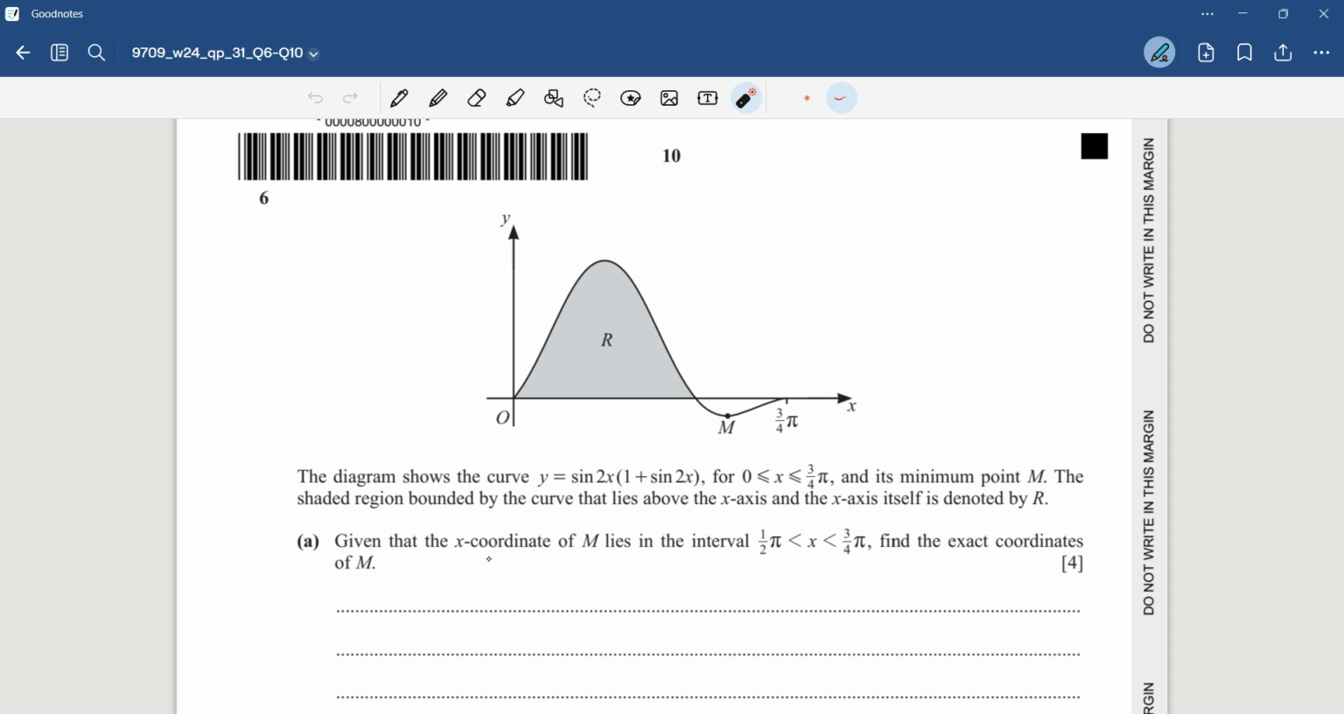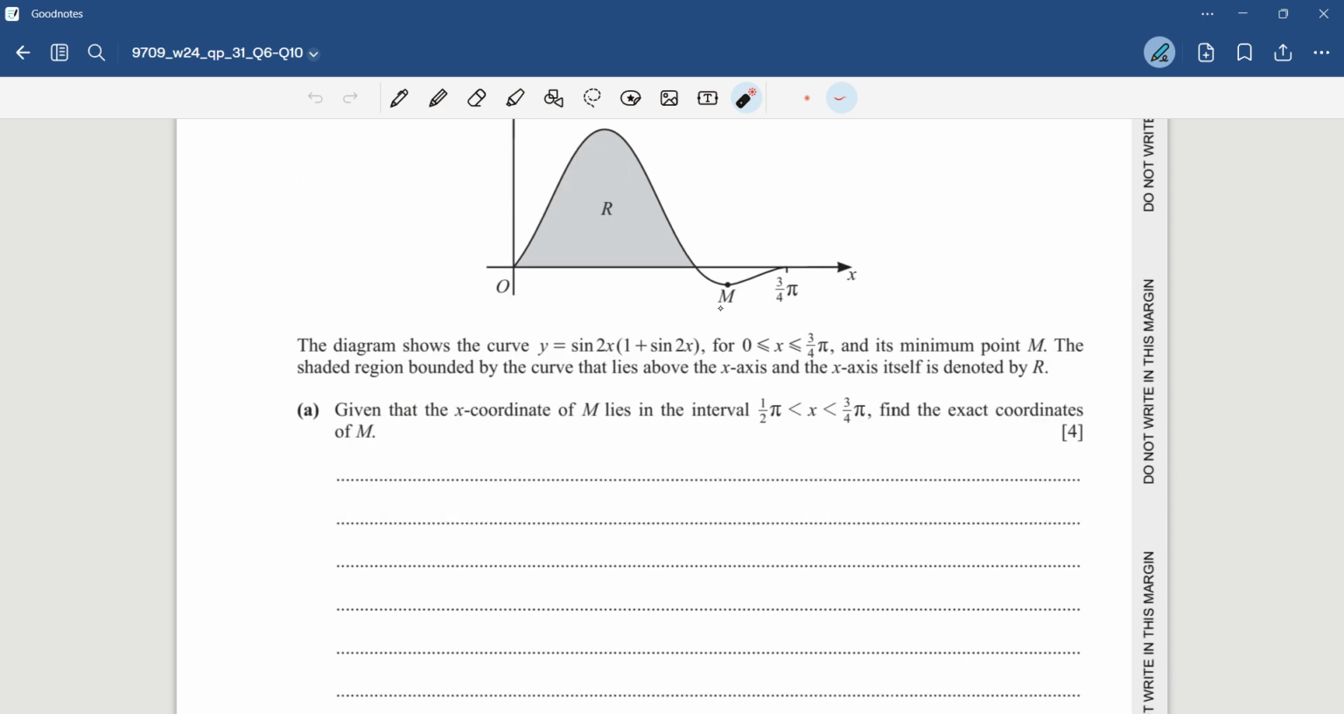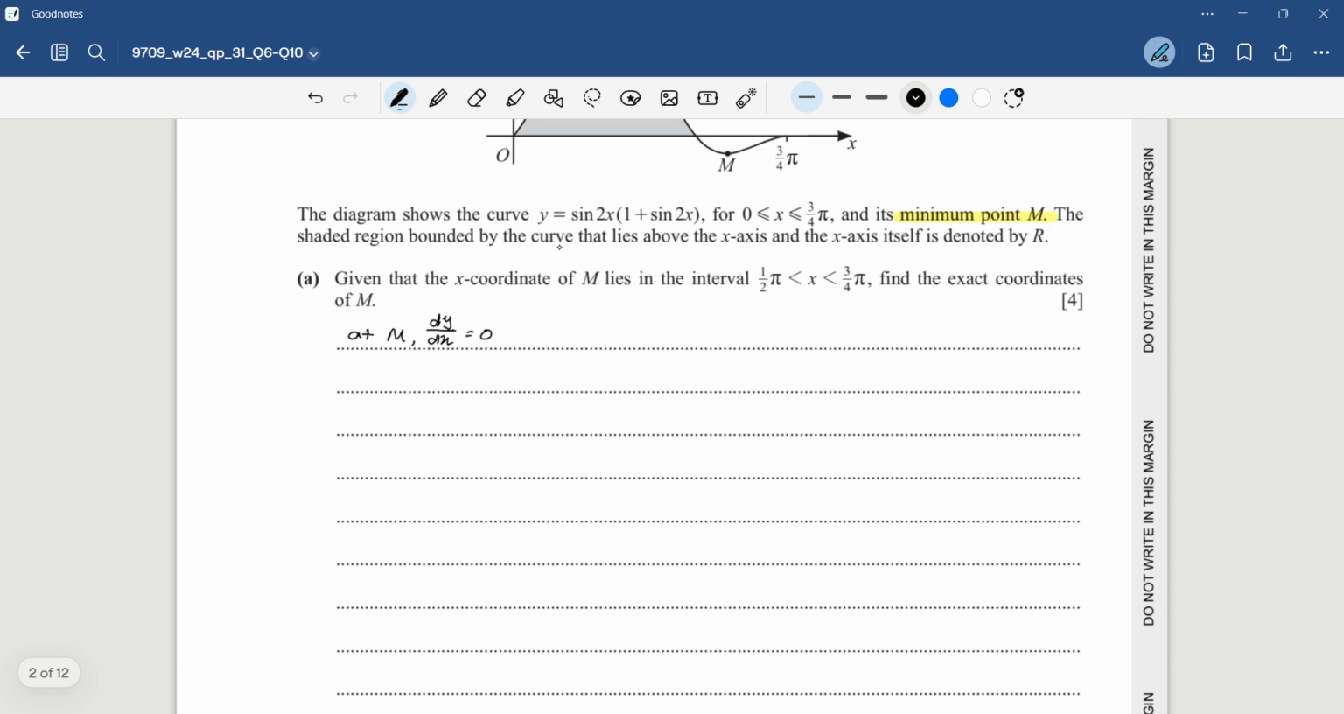Given that the x coordinate of M lies in the interval of half pi to 3 over 4 pi, find the exact coordinates of M. When the question says exact coordinates, we are referring to the x and y coordinates. So now let's start with the x coordinate. Since M is a minimum point, at M my dy over dx is equal to 0. So first we find dy over dx.